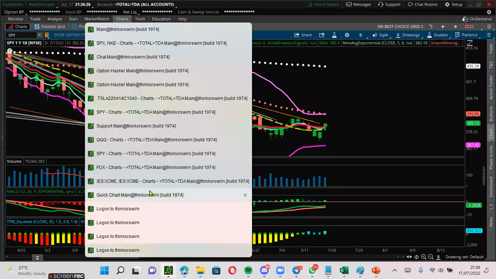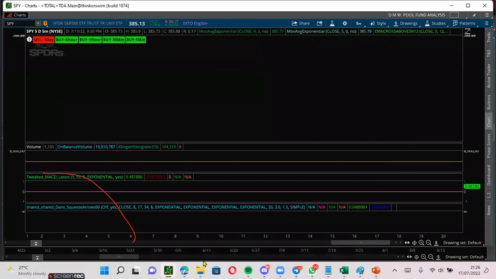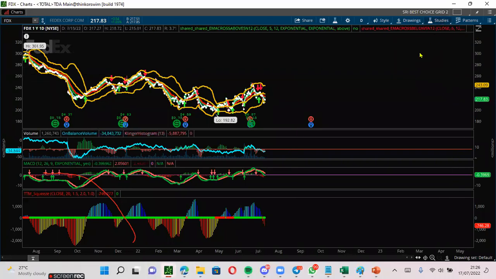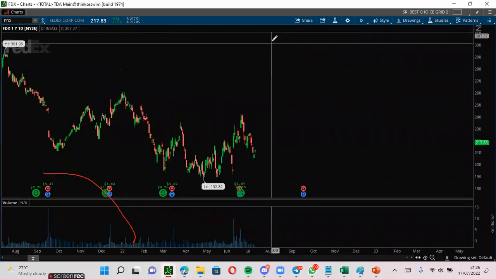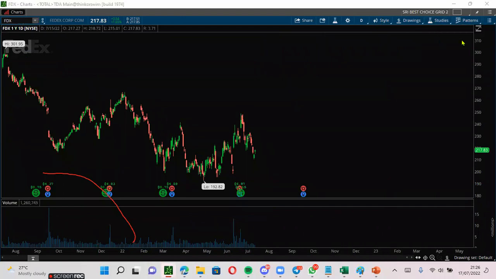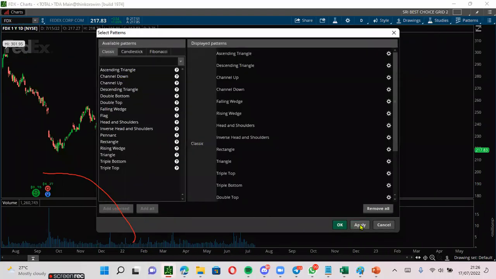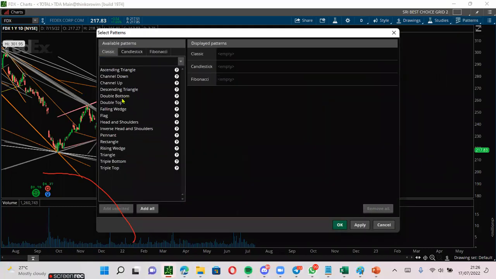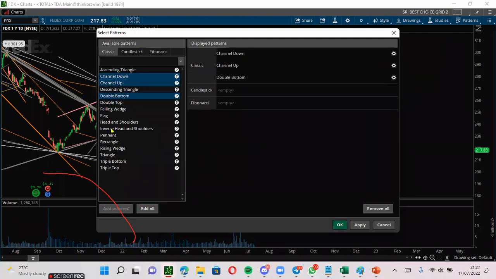I'll do it on an empty chart. Empty chart. SPY. Okay, I'll do select patterns. I'll add all, apply, and here I'll make sure I show the patterns. See, a lot of different patterns came up, right? So I don't want all this. I want only certain patterns. Let's say channel up, channel down, double bottom, double top.